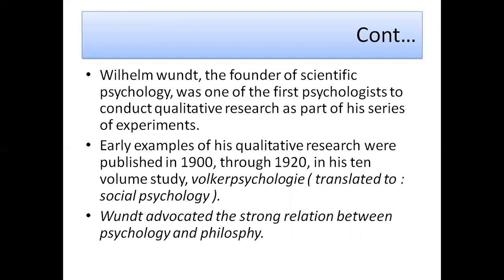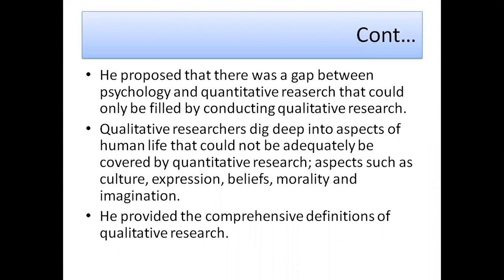Wilhelm Wundt, the founder of scientific psychology, was one of the first psychologists to conduct qualitative research as part of his series of experiments. Early examples of his qualitative research were published from 1900 through 1920 in his 10-volume study, Völkerpsychologie, which translates to social psychology. Wundt advocated a strong relation between psychology and philosophy. He proposed that there was a gap between psychology and quantitative research that could only be filled by conducting qualitative research. Qualitative researchers dig deep into aspects of human life that could not be adequately covered by quantitative research, aspects such as culture, expression, beliefs, morality, and imagination. He provided comprehensive definitions of qualitative research.